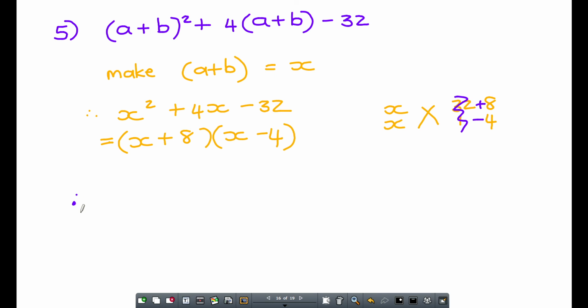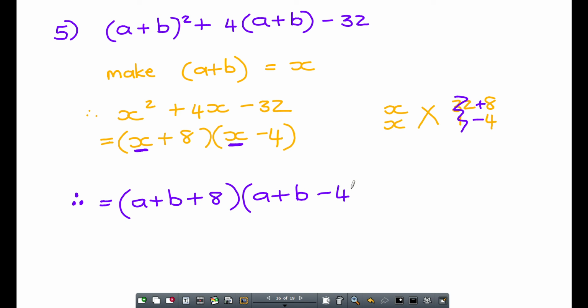So the answer there will be, instead of x, I've got to use a plus b. So it's going to be a plus b. This is now in this, instead of that x, plus 8. And instead of this x, a plus b minus 4.